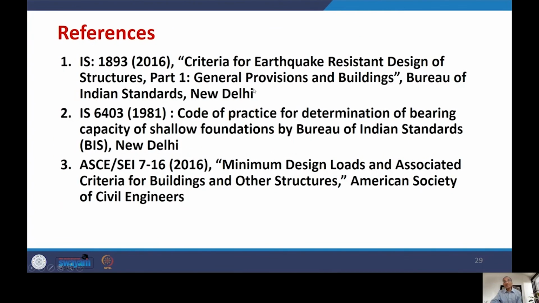Continue this. These are the references which are used for this presentation. First is IS 1893 2016, the criteria for earthquake resistant design of structures, Part 1, published recently in 2016. Then IS 6403 1981 is also a code of practice for determination of bearing capacity of shallow foundations. This is also published by BIS. Then ASCE guidelines, ASCE 7-16, minimum design loads and associated criteria for buildings and other structures, is given for civil engineers.